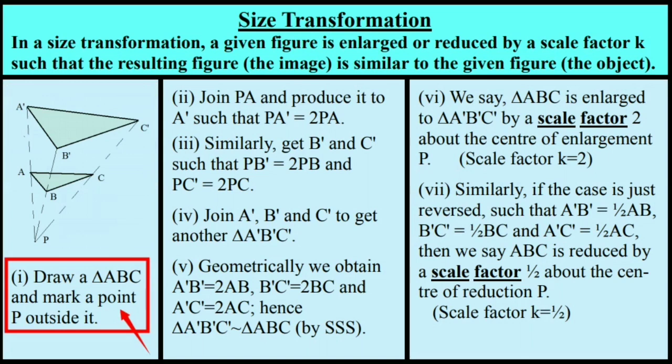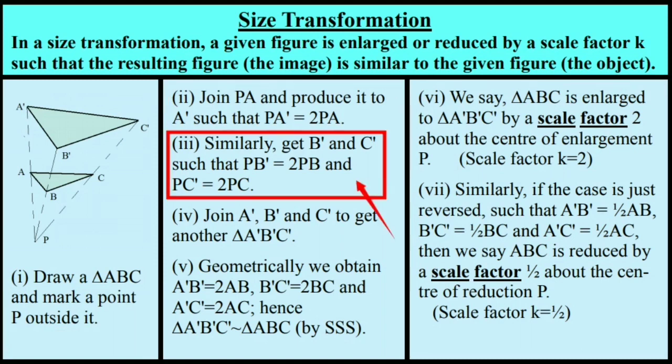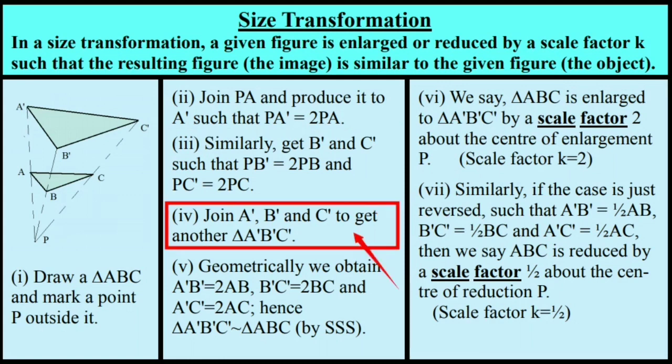Point 1. It says ABC is a triangle and there is a point P outside the triangle. Point 2 says PA is joined and produced to A dash such that A is the midpoint of PA dash. Similarly, other two lines are drawn such that B is the midpoint of PB dash and C is the midpoint of PC dash. Point 4. A dash, B dash and C dash are joined to form another triangle A dash, B dash, C dash.